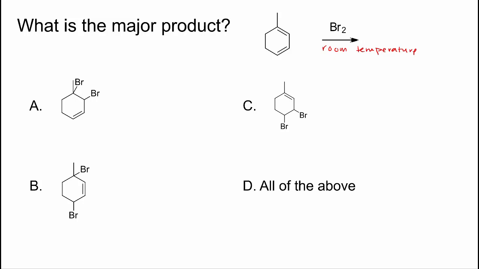All right, so the answer for this one is all of the above. The A would be the 1,2 product. B would be a 1,4 product. C is the 1,2 product in the opposite direction, so we would see all of those products there. Questions on those?